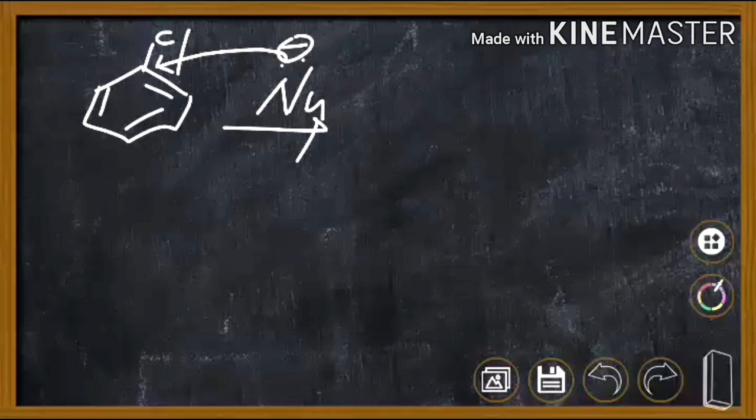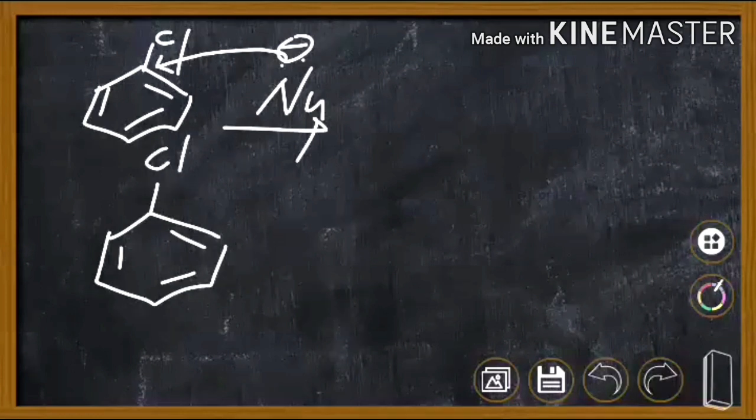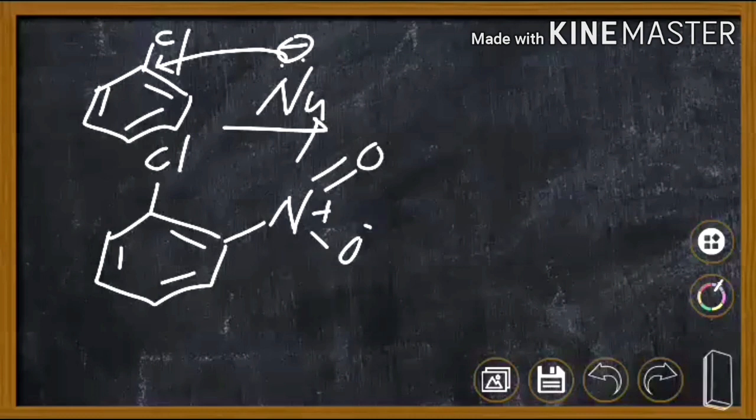What about our second compound? We can see chlorine here, and here you have NO2, right? NO2, with the minus and plus charges. Here also NO2, and here also NO2, right? Now what is the meaning of this NO2? We know that NO2 is an electron withdrawing group, right?